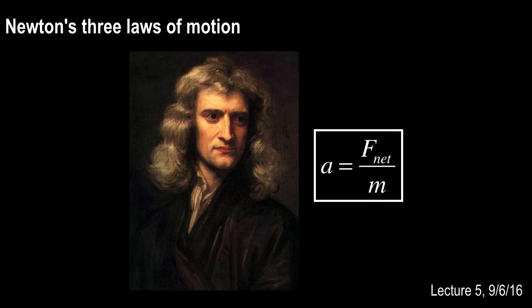Then we got a little bit fancier. Sir Isaac Newton and the 3 laws of motion. Here's the middle one, second law. A equals F net over m. The acceleration is proportional to the net force and inversely proportional to the mass of the object that's accelerating. Another way to write it is F equals ma. And we talked a lot about that. So Newton's 3 laws of motion, and that was lecture 5, which we got to on September 6th.